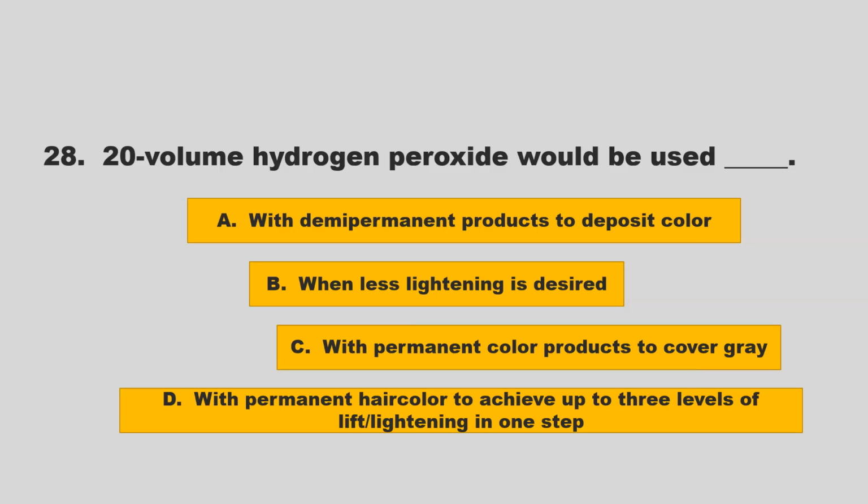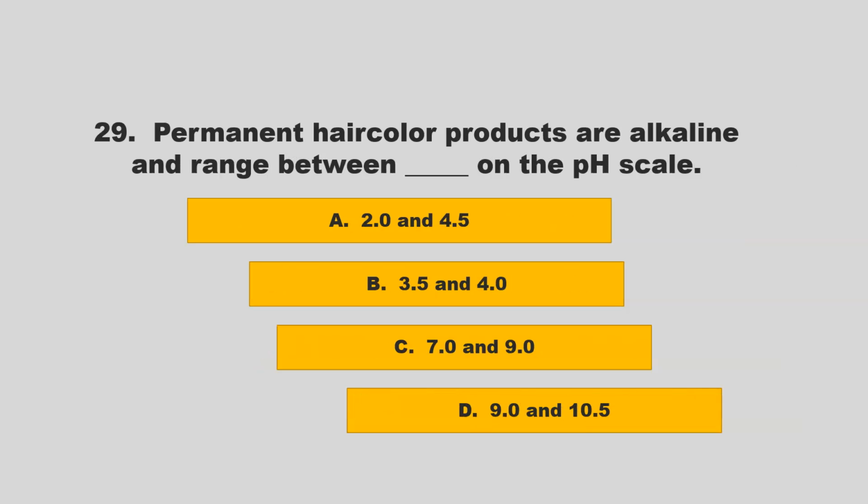20 volume hydrogen peroxide would be used blank. Is it with demipermanent products to develop color, to deposit color, when less lightening is desired, with permanent color products to cover gray, with permanent hair color to achieve up to 3 levels of lift, lightening in one step? If you chose C, with permanent color products to cover gray, you are correct.